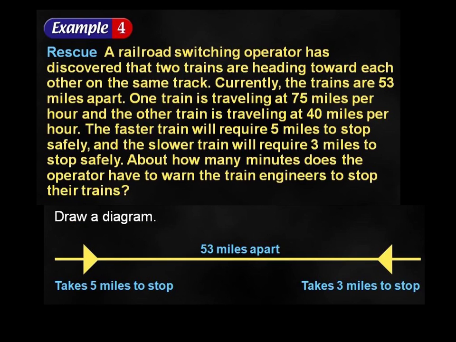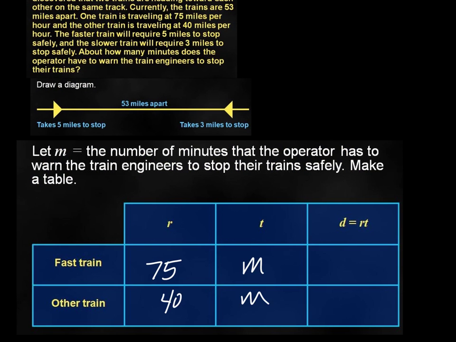This is an unfortunate twist on a classic train problem because they're on the same track, so that's a bummer. The first train, they said, would take 5 miles to stop, and the second one takes 3 miles to stop, and they're 53 miles apart. We have a nice diagram to fill in here. Distance equals rate times time. The rate of the faster train was 75 miles per hour, and the slower train was 40.